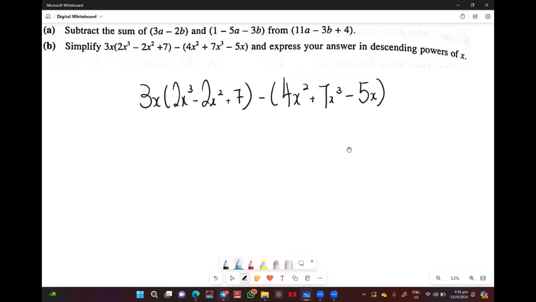Well, we are moving on to another question. As you can see over here, they want us to simplify this and express your answer in descending powers of x. Hold on to the second part first. I will explain later. Now, over here, you want to make sure you expand it first.